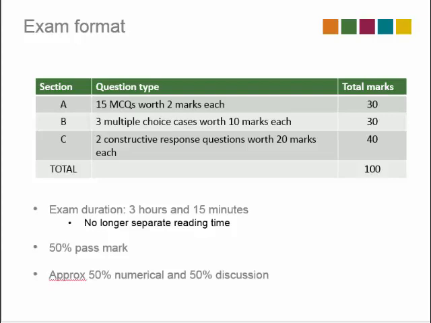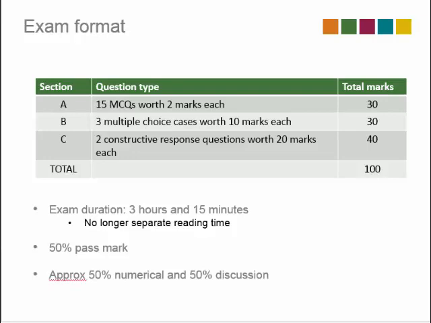Section A then are 15 multiple choice questions, each of which are worth 2 marks. And you either get the 2 marks or you get 0. There's no half marking or credit for workings here. In section B then, there will be 3 multiple choice questions, which are like mini cases, and they'll be worth 10 marks each. Each one will be split down into 5 shorter questions worth 2 marks. And again, it will be all or nothing on the marking there.